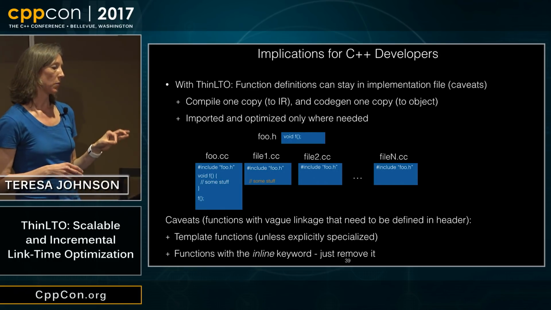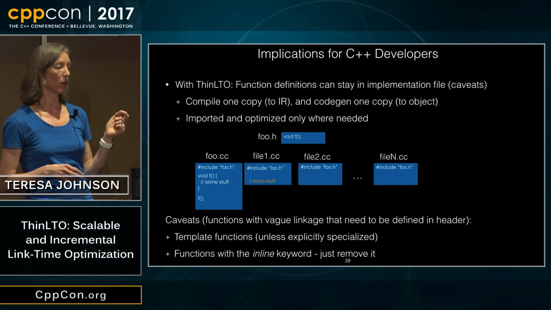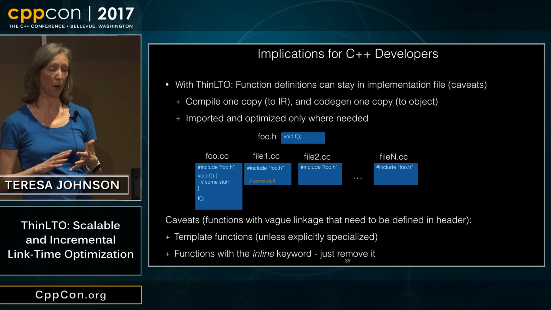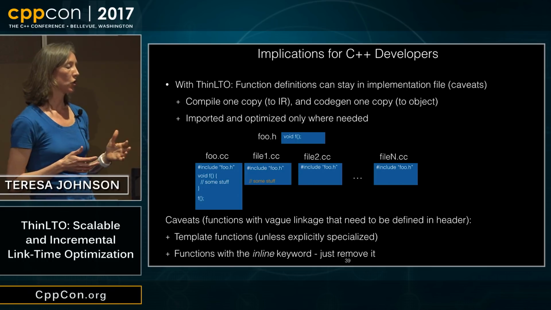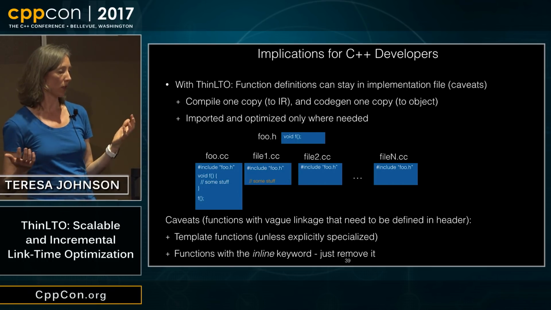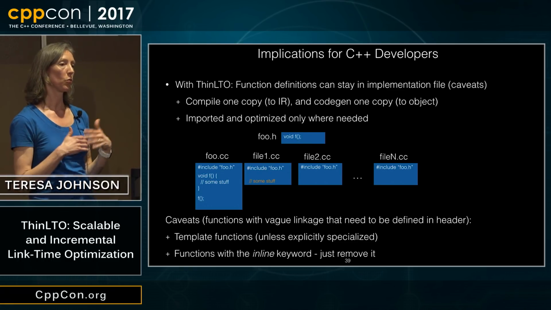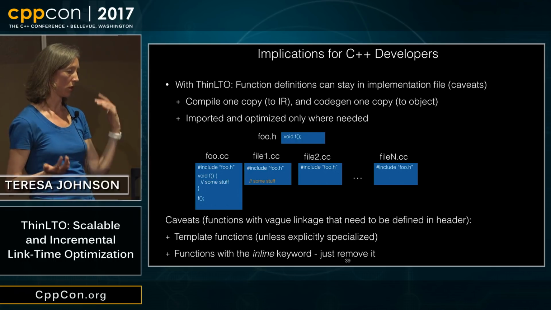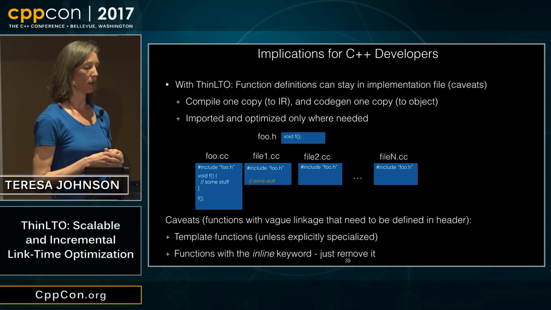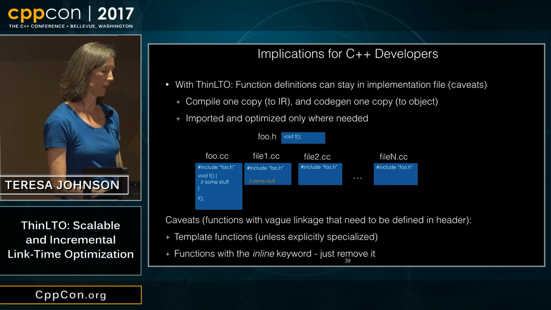The bigger exception to this is template functions. And I talked about this a little bit earlier when we were going through the example with vector pushback on an int. It has vague linkage, and so it has to be instantiated anywhere that there's a call site, unless you explicitly specialize it. But if you don't do that, you do need to leave the template function in a header. Otherwise, you get undefined references at link time, potentially.